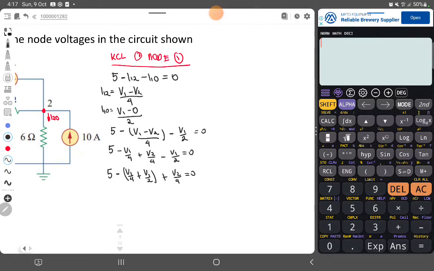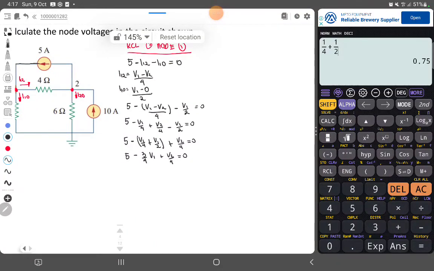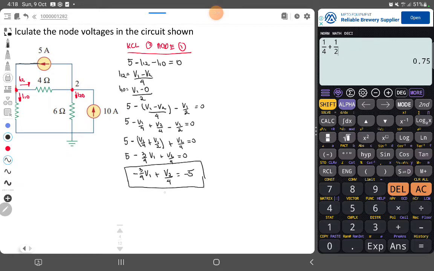So from this I have 1/4 plus 1/2, which is equal to 3/4. So 5 minus 3/4 V1 plus V2 over 4 equals 0, or by further simplification of this equation I have negative 3/4 V1 plus V2 all over 4 is equal to negative 5. This will be our equation 1.